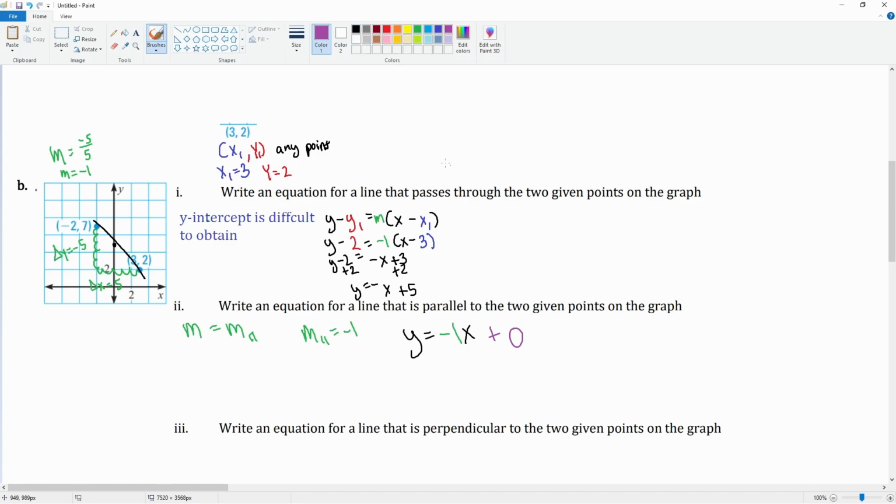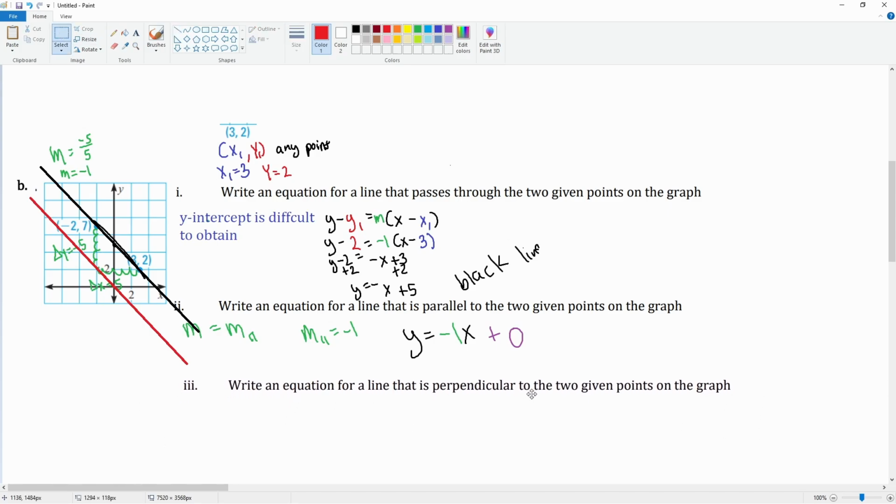So let me graph this. The original one is going to be the black line. The parallel to that would be the same line, of the negative slope, but it starts from the y-intercept of 0. Now, let's see if we can find the perpendicular slope of that.